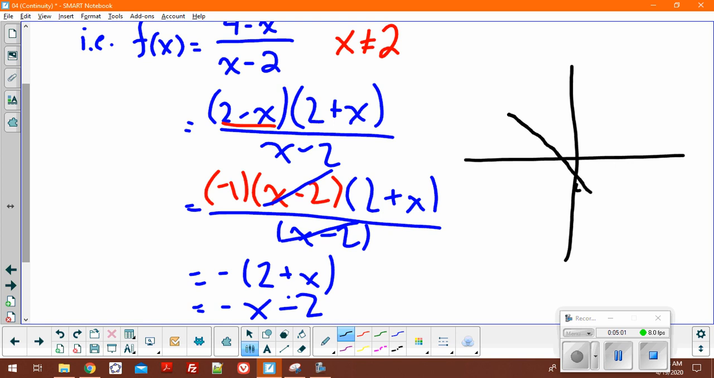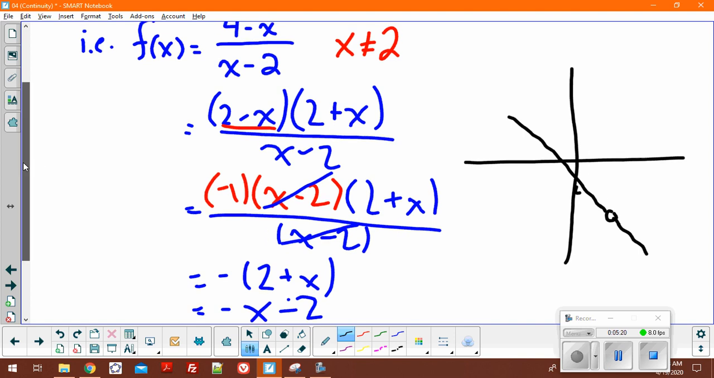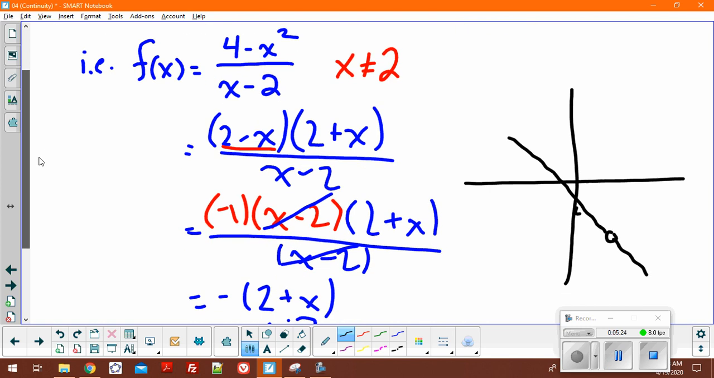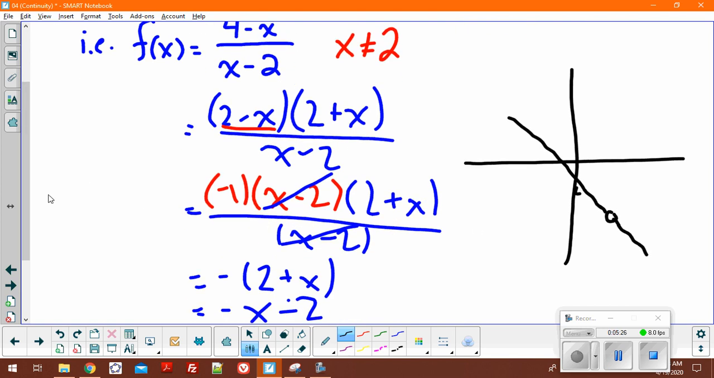It goes in this direction, but I said that x cannot equal 2. So at 2, I have to put a little break in here. I apologize for my wavy line there, but I have a hole, because technically my function is not defined there. The reason we call this removable is because I can essentially patch that hole. I'm only missing one spot.